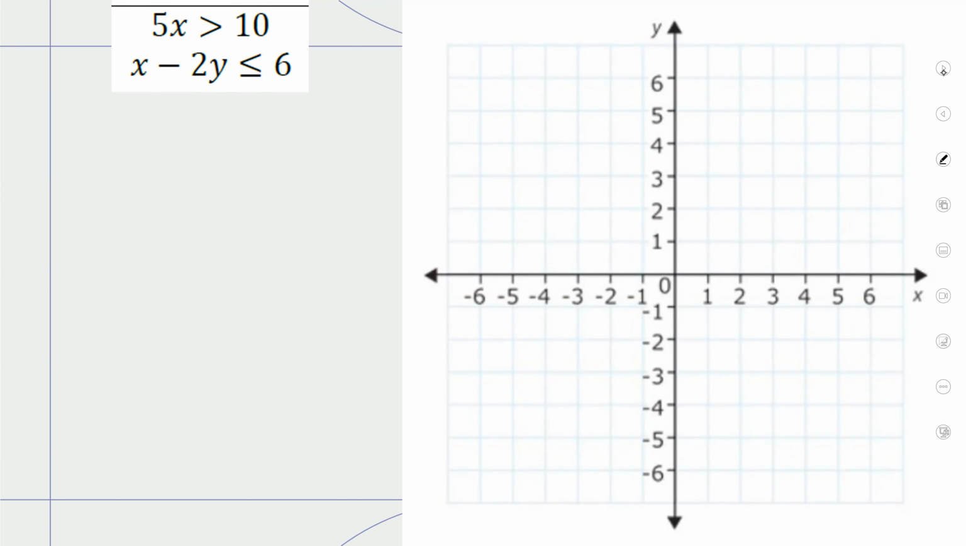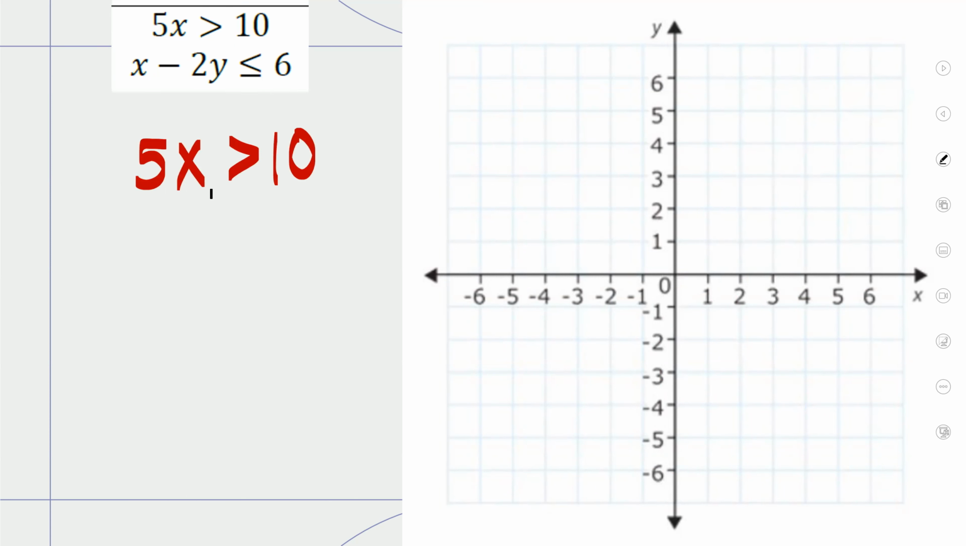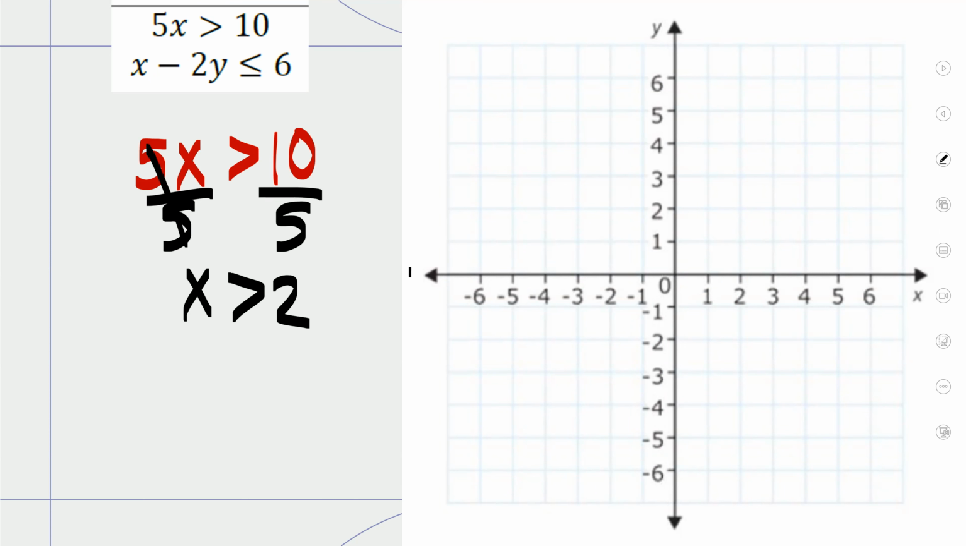So I'm going to start with this top inequality. This says 5x is greater than 10. Well, let's get x by itself. I'm going to divide both sides by 5. So I get x is greater than 2. So I'm going to go to the x-axis at 2, right here. And I'm going to do a dashed line. So this is my line.